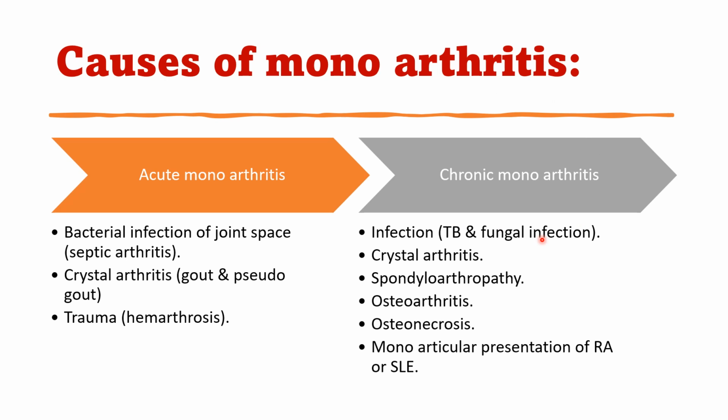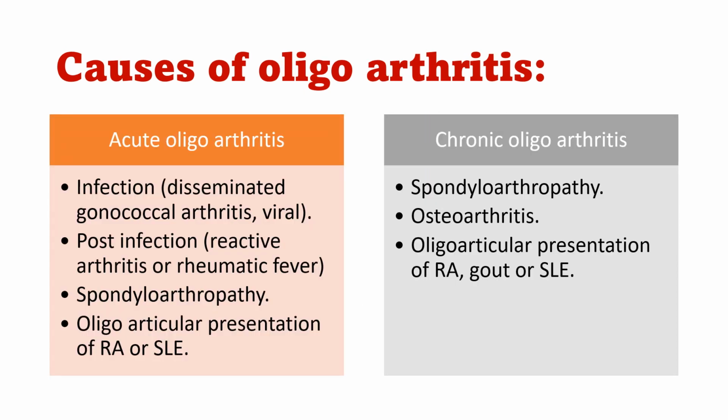As regards chronic monoarthritis, we will think about infection, crystal, spondyloarthropathy that may present with monoarthritis, osteoarthritis, or osteonecrosis, or monoarticular presentation of polyarticular disease like rheumatoid arthritis and systemic lupus, but this is not common or typical. As regards oligoarthritis, oligoarthritis means that the patient has 2, 3, or 4 joints involved.